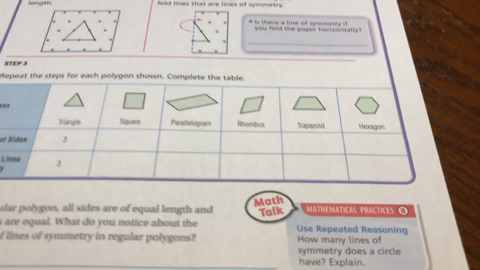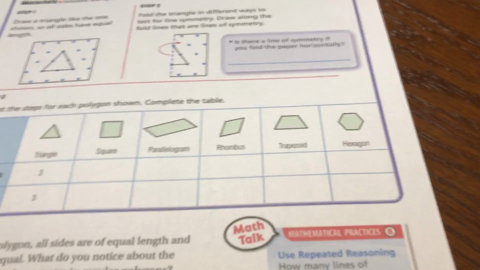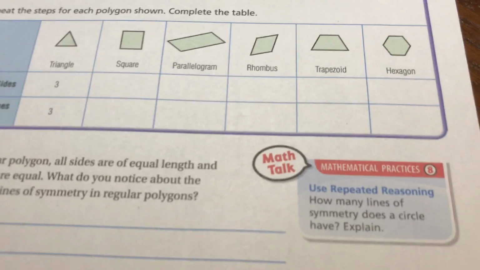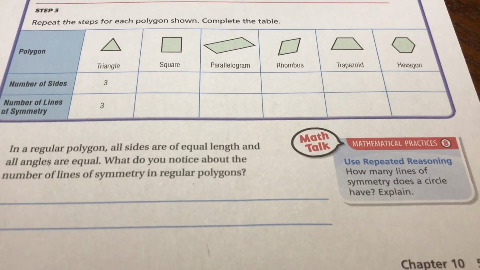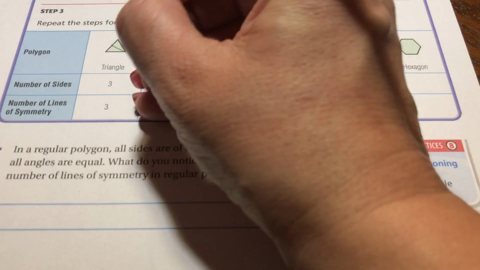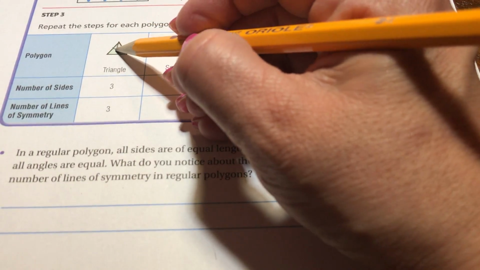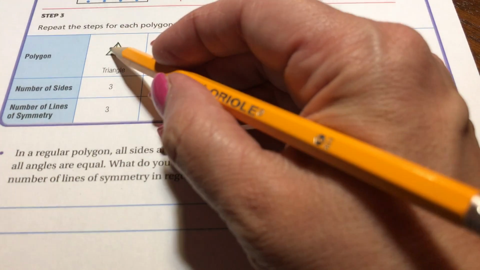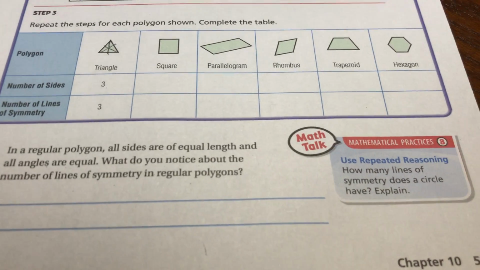So let's look at the bottom where it says step 3. Repeat the steps for each polygon shown. Complete the table. Okay, so the first one here, the triangle, the number of sides is 3, and the lines of symmetry is also going to be 3. Because I can go this way with it. That's 1. I can go this way, start at this vertex, and go down. That would create a line of symmetry. Or I can go this way with it, and that would be my 3rd line of symmetry.